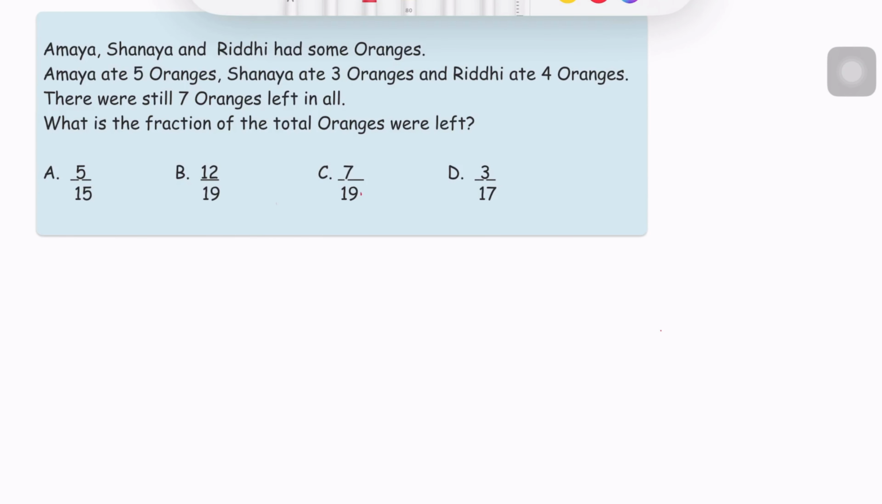Okay, so let's do it together now. Amaya, Shania and Riddhi had some oranges. Amaya ate 5, Shania ate 3 and Riddhi ate 4 oranges. There were still 7 oranges left in all. What is the fraction of the left oranges?